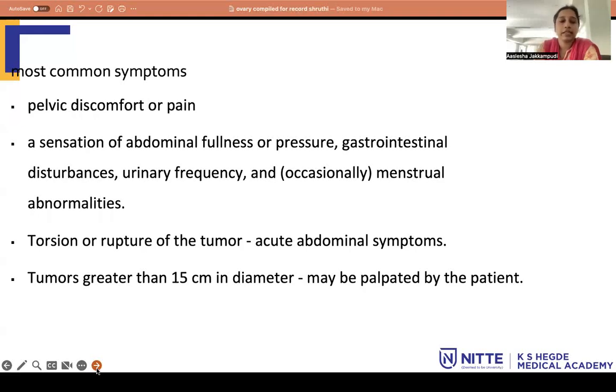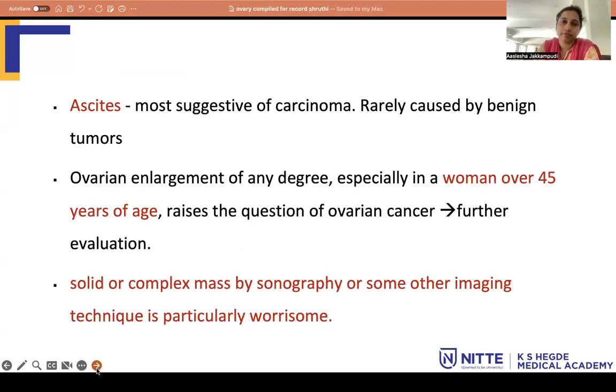And tumors which are greater than 15 centimeter will come out of the pelvis and may be palpated by the patient. Ascites is the most suggestive symptom of carcinoma, and ascites is very rarely seen in case of benign tumors. So ascites needs proper investigation to rule out ovarian cancer. Also, ovarian enlargement of any degree in women over 45 years of age raises the question of ovarian cancer, so they need further evaluation.